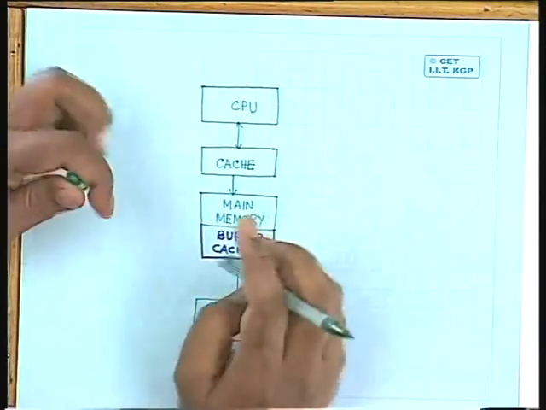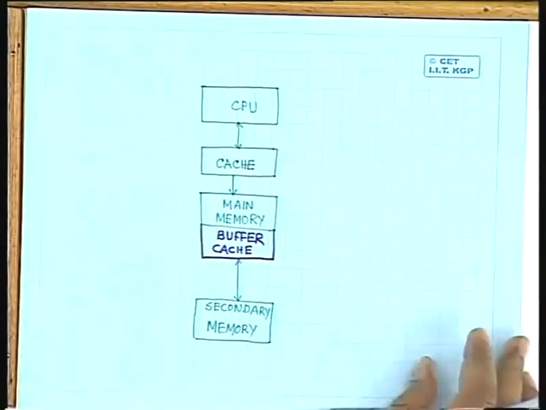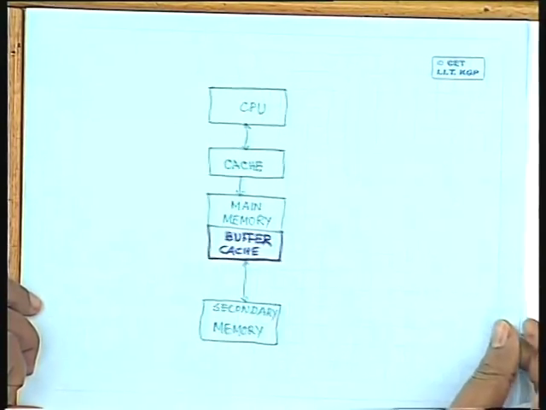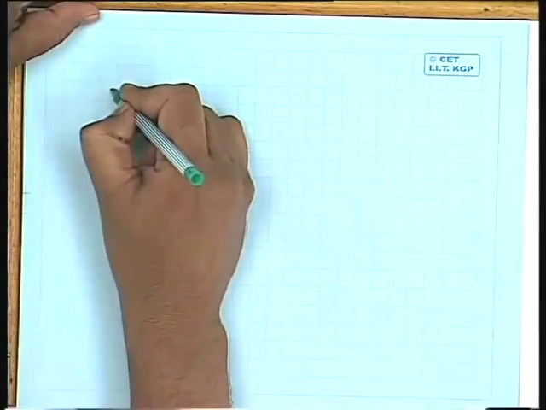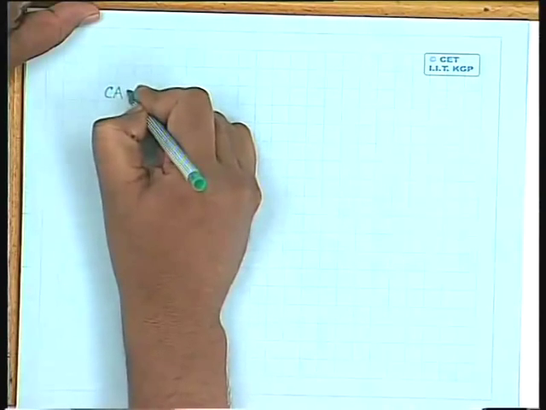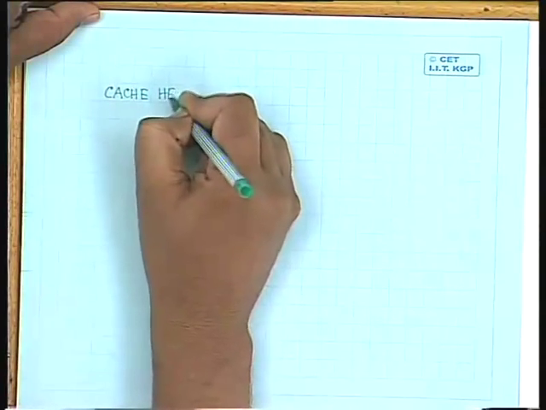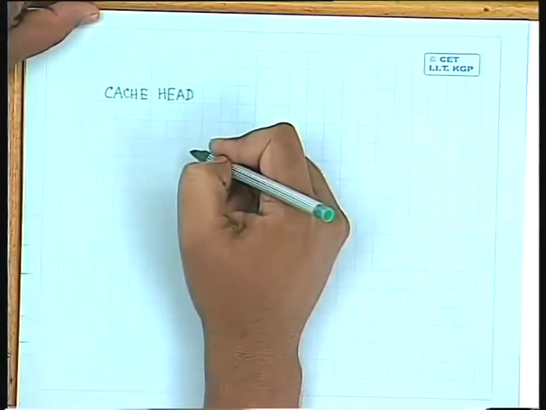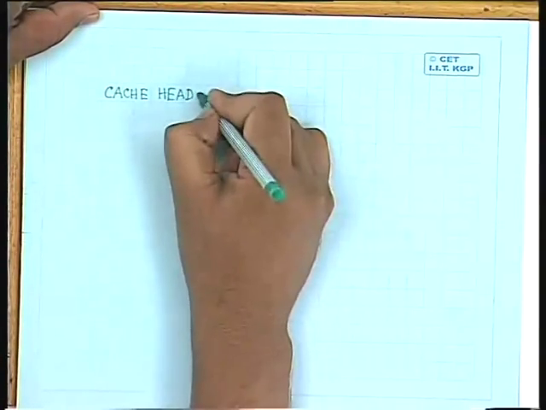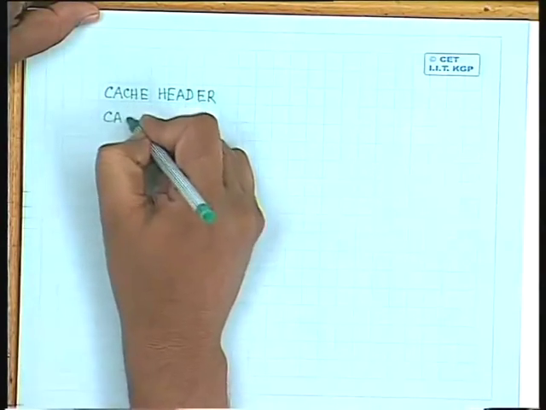Okay. Now, this buffer cache is maintained as a linked list of different memory areas. The buffer cache actually has two portions. It has a cache header. Now, whenever I say cache now, it will mean buffer cache, not the cache memory. So it will consist of a cache header. It will also consist of a cache data area.